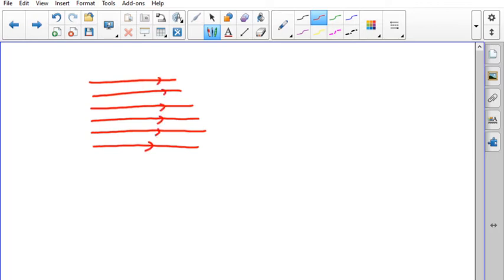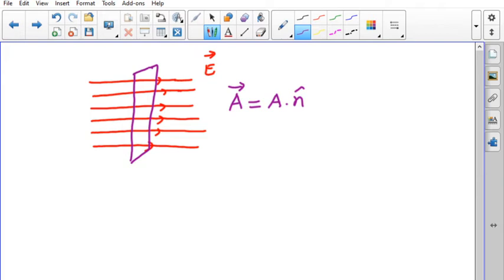Uniform electric field, which are parallel lines. Here it is represented as E vector. Okay, and we have placed an area here. Now see, students, you must understand area, it is A. But area we say it is a vector quantity. Why do we say area is a vector quantity? It is the magnitude of the area multiplied with the unit vector n cap. Unit vector means it is always normal to the surface. So, this is the unit vector.